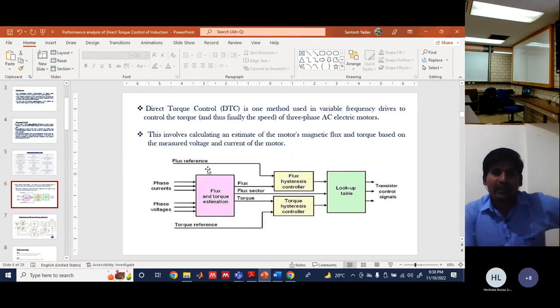This basic method is used for variable frequency drives to control the torque, and finally you may say the speed of three-phase AC electric motors. It estimates the motor's magnetic flux and torque based on the measurement of voltage and current of the motor. As you see in this diagram, we take the phase currents IA, IB, IC and the phase voltages VA, VB, VC, and then do flux and torque estimation. The flux reference and torque reference are given to the flux hysteresis controller and torque hysteresis controller, along with the flux sector and torque. From the lookup table, or a switching table, or whatever method you choose, transistor control signals are generated.